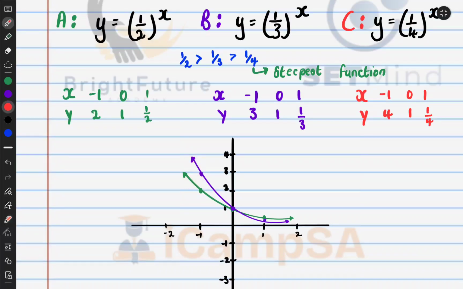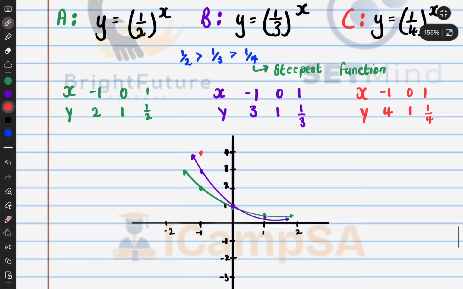Let's sketch the last one. The function y is equal to 1 over 4 to the power of x, where x is -1, y is 4, where x is 0, y is 1, and then we have a quarter below that. Let's join our points.